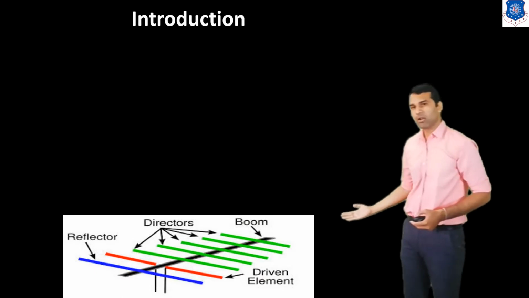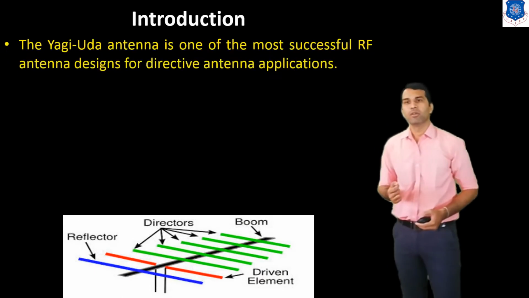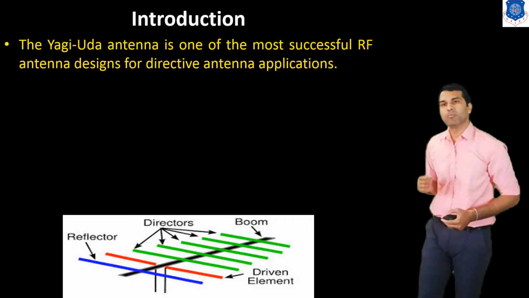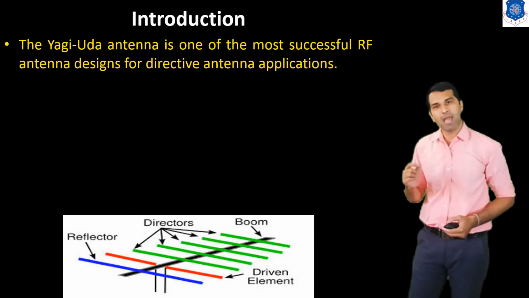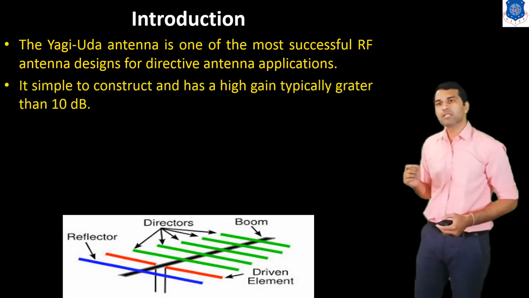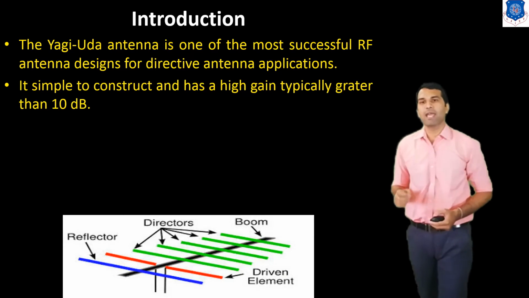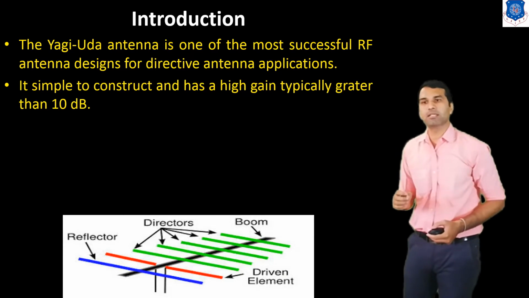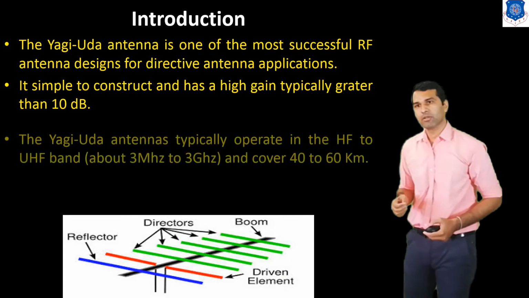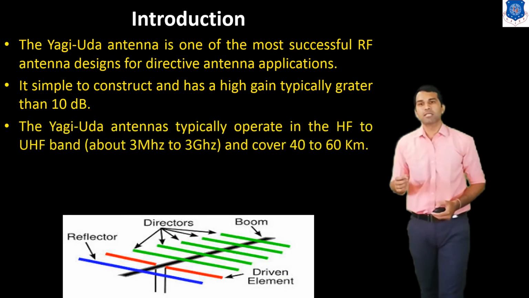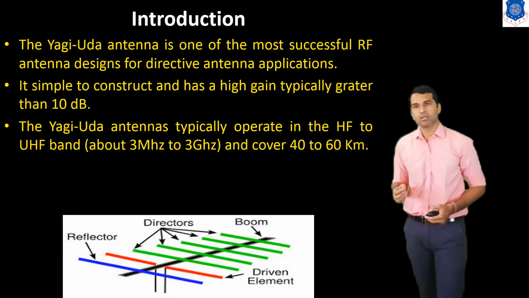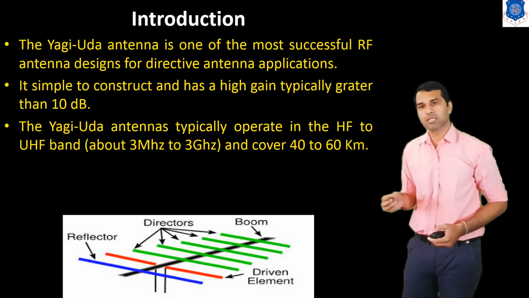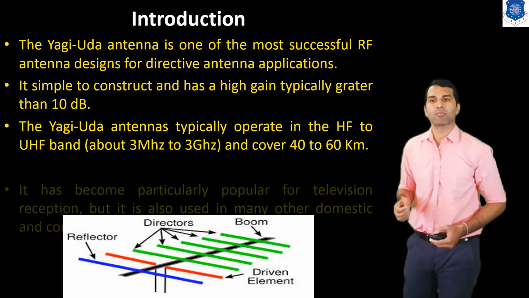See, this is the figure of the Yagi-Uda antenna. The Yagi-Uda antenna is one of the most successful RF antenna designs for directive antenna applications. It is simple to construct and has a high gain, typically greater than 10 dB. The Yagi-Uda antenna typically operates in the HF to UHF band, with a frequency range between 3 MHz to 3 GHz, and covers 40 to 60 km.